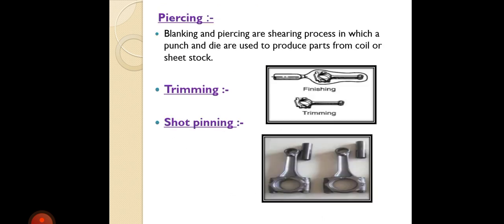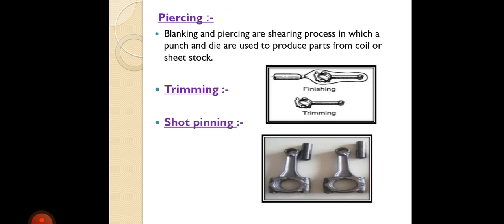So after hot forging, the next process is piercing. Blanking and piercing are shearing processes in which a punch and die are used to produce parts from coil or sheet stock. That is used to manufacture the connecting rod. It is used to produce the parts from coil. That is the use of piercing.